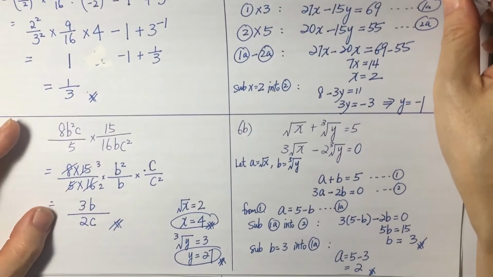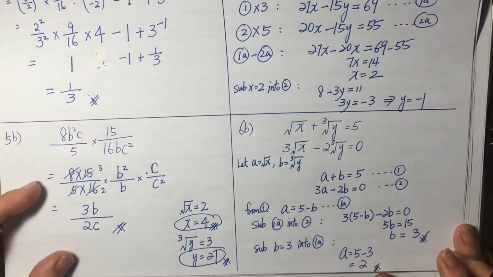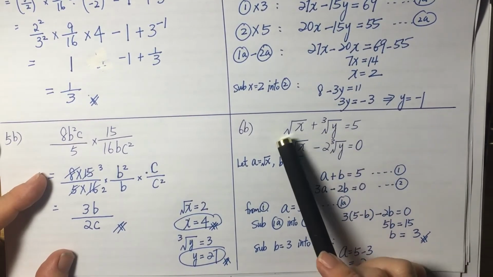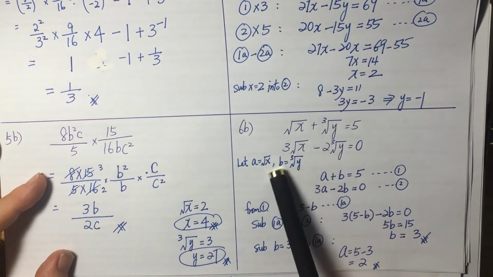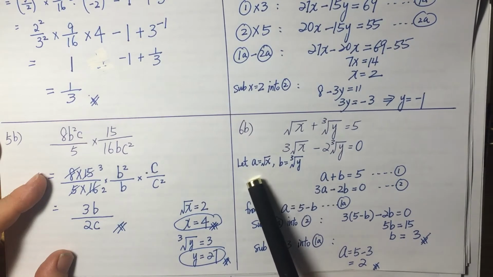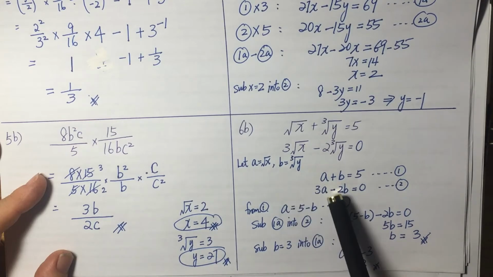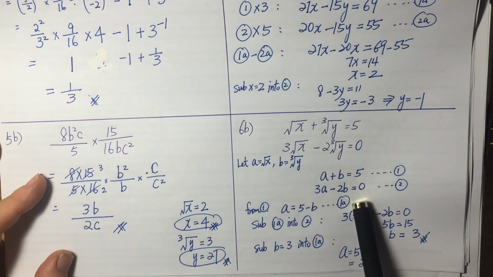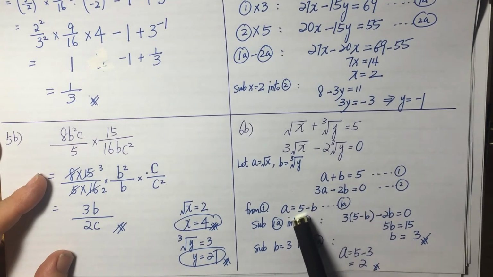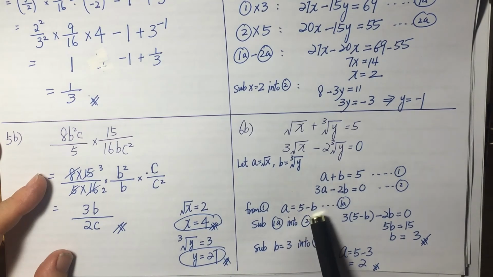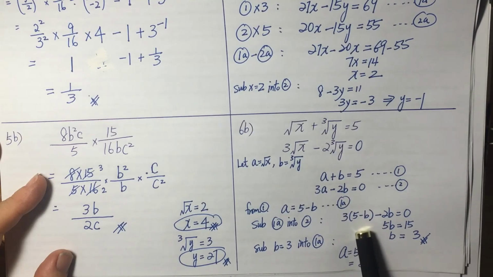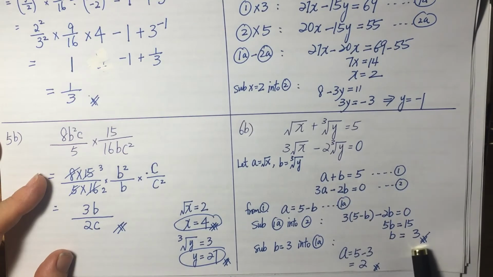Okay, question 6b looks difficult, but actually it's not. Although there's square root, what you do is just replace square root x by a, replace cube root y by b, and now you're going to get a pair of simultaneous equations, rather simple. So I'm going to use, not elimination, I'm going to use substitution method. I write a to be in terms of b, then I substitute into the second equation, and so I can find the value of b.